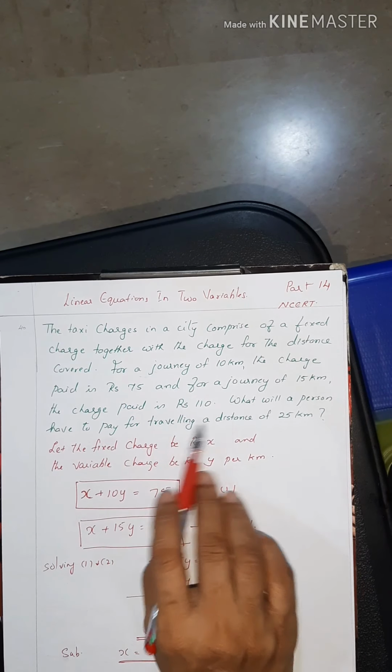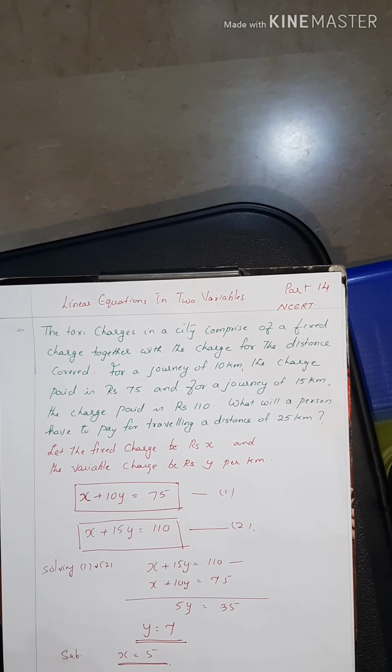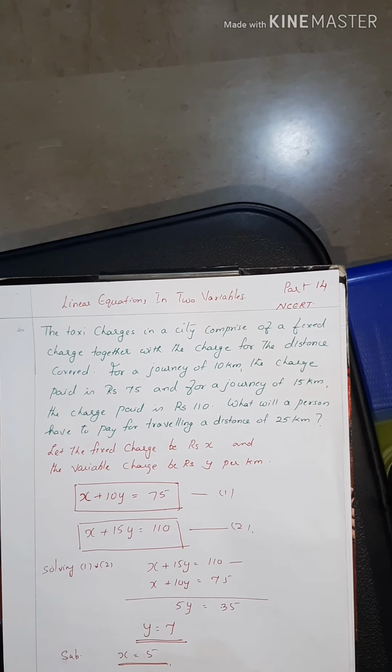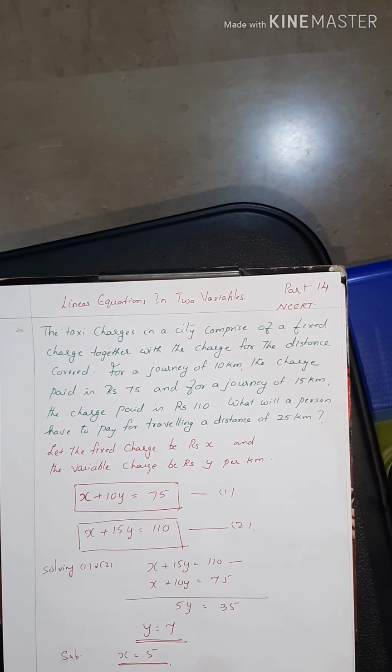Now, what will a person have to pay for travelling a distance of 25 kilometers? So, the amount paid for travelling 25 kilometers will be x plus 25 into y. So, this is equal to x is 5 plus 25 into 7. So, this is equal to 5 plus 175 is equal to 180 rupees.